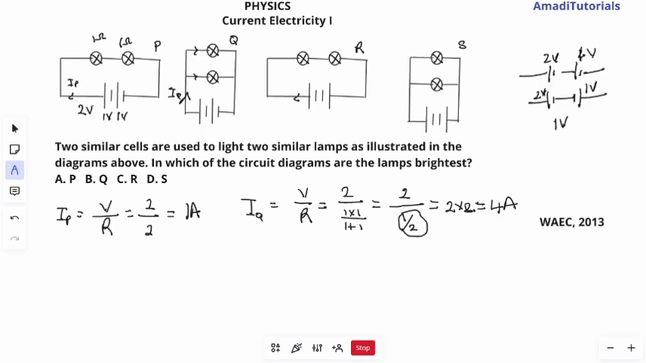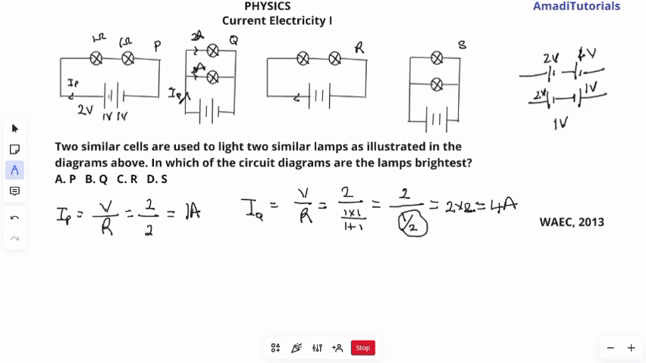But for the other one that was in series, the total current drawn is 1 amp, which is very small. And this one, the total current drawn is 4 amps. But it's not this 4 amps that will enter each lamp, because this is a parallel connection. When this current of 4 amps reaches this junction, it will divide into 2 based on the value of the resistances. But since the resistances are the same, it will divide equally. So you have 2 amps here and 2 amps here.